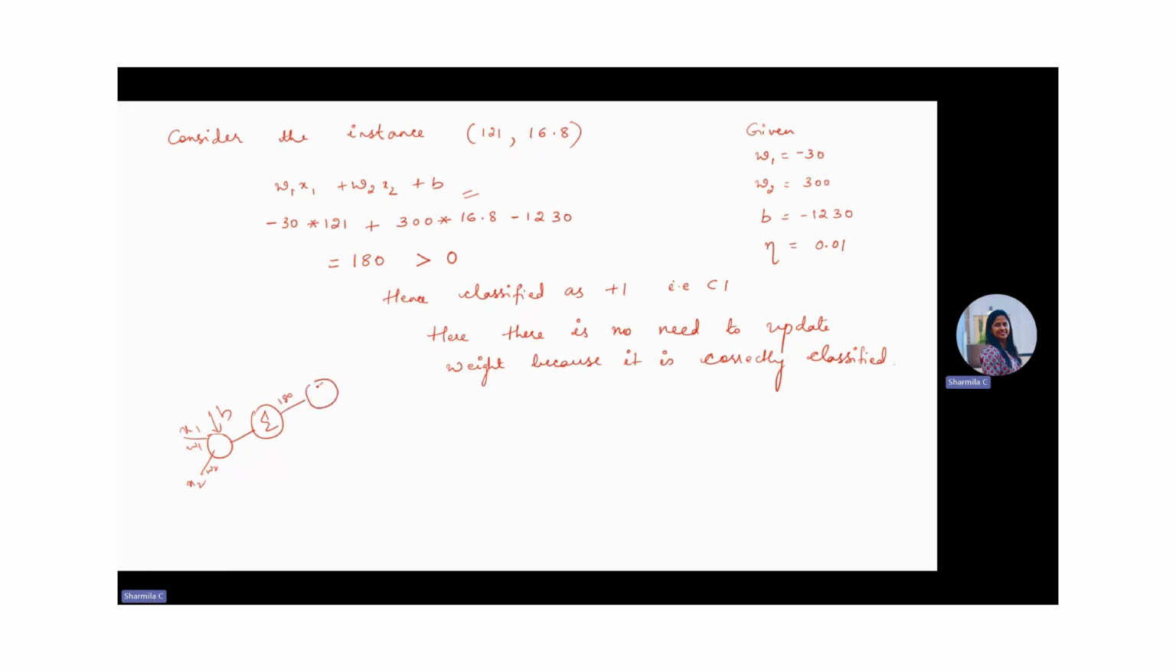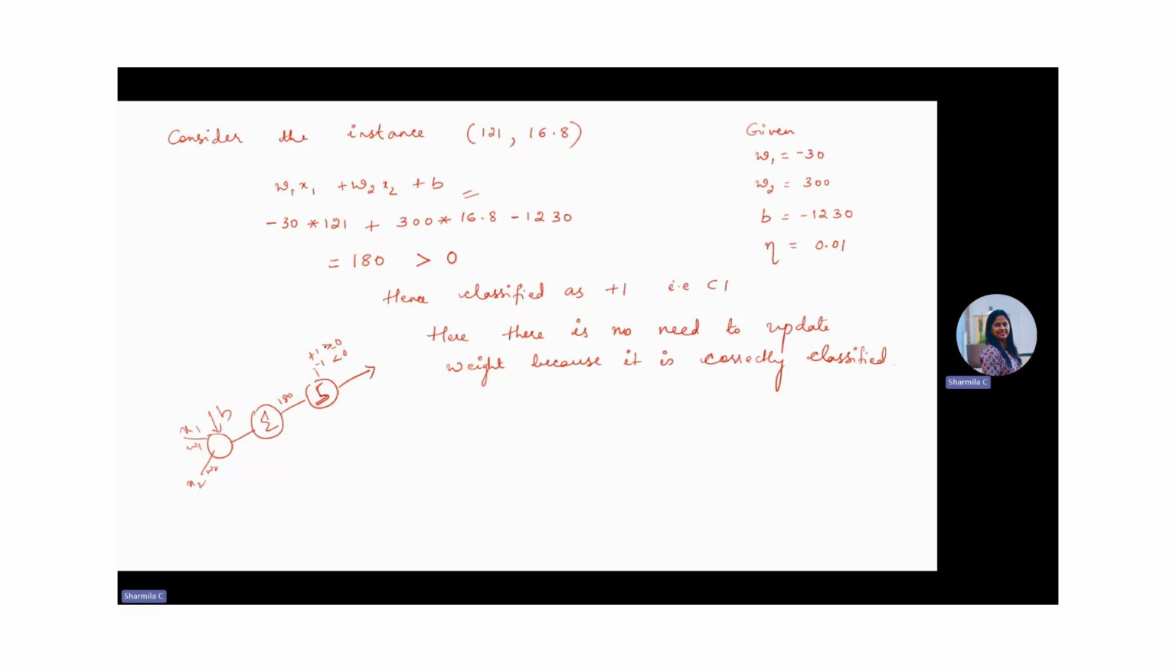This I'm going to give to the activation function. What is the activation function I'm using? +1 and -1. If it is greater than or equal to 0, +1. If it is less than 0, then -1. So what is the output? 180 is given to the activation function, and it will check whether this 180 is greater than or equal to 0.